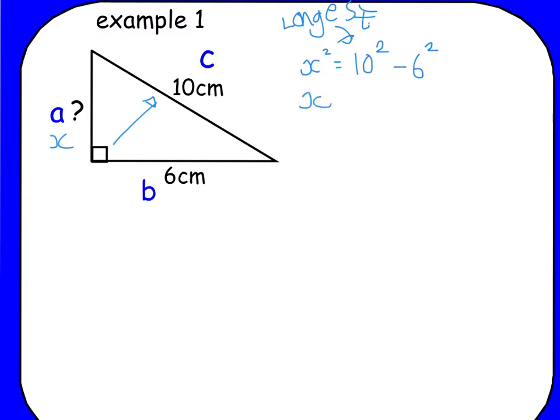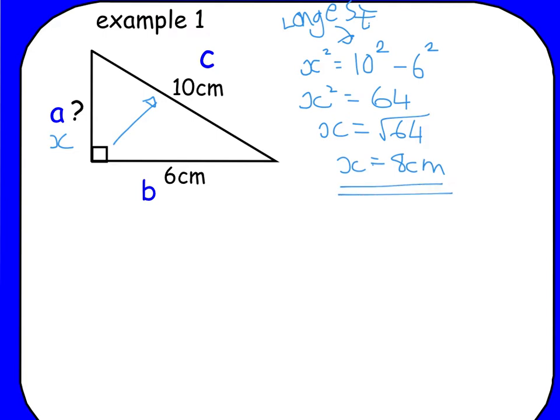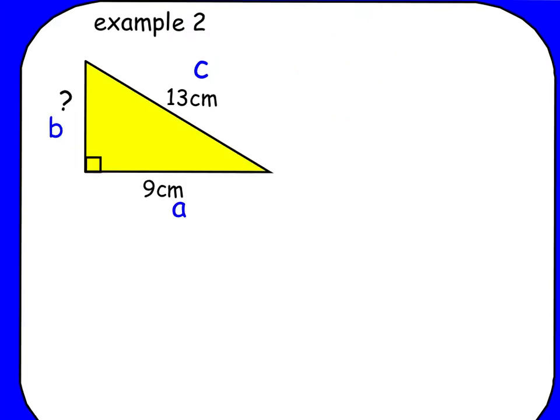So when you do that, that gives you 64. And the square root of 64, we all know is exactly 8 centimetres. If you don't put the longest number first, it would turn out with a negative 64. And then when you try to square root it, it'll come up with an error because you can't square root a negative number. So the missing side is simply 8 centimetres in that one. Let's have a look at the second.